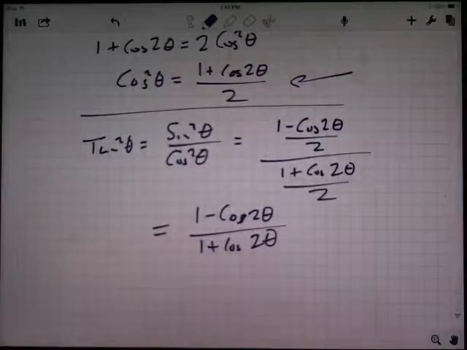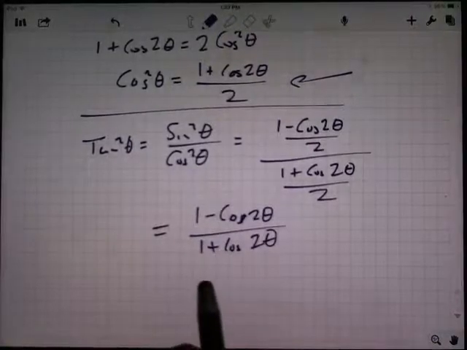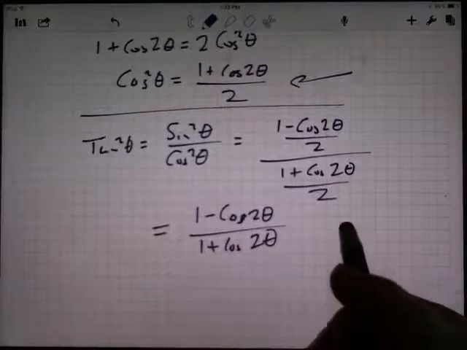I should point out that this is often not written like this because a curious thing happens here. You can write it like this.